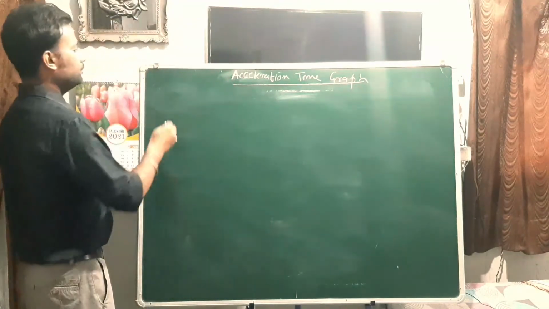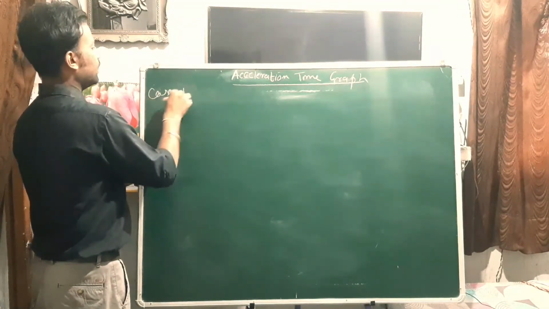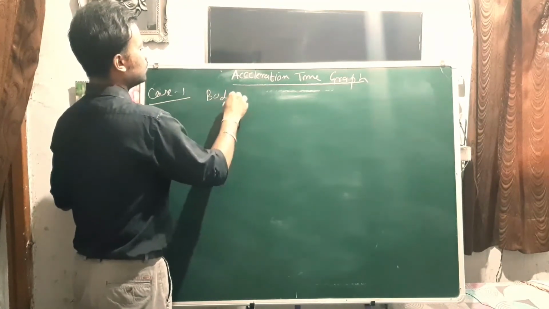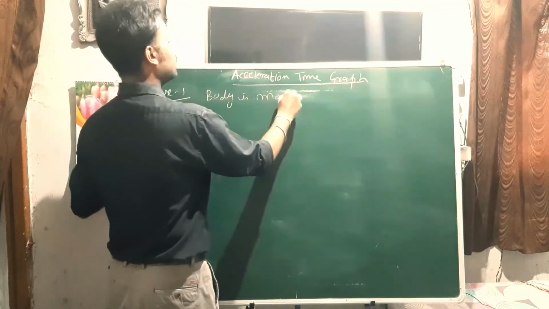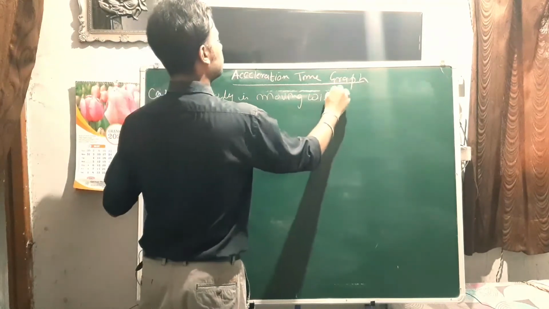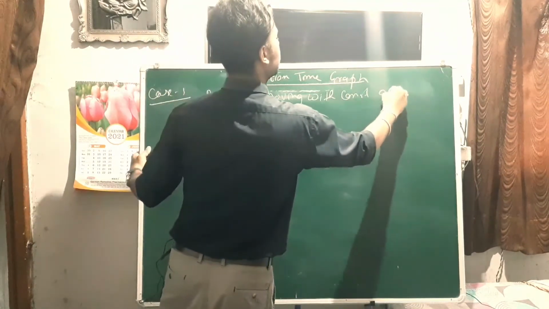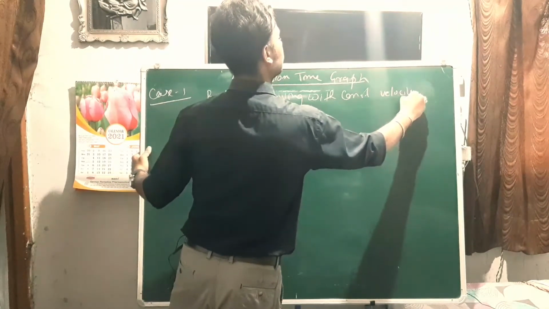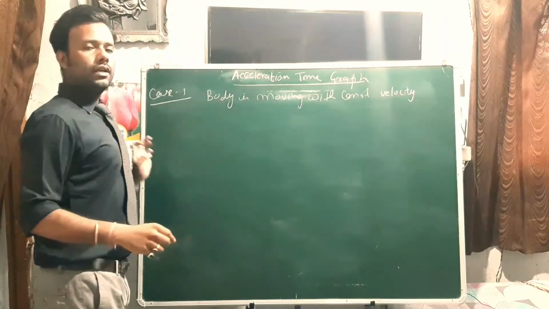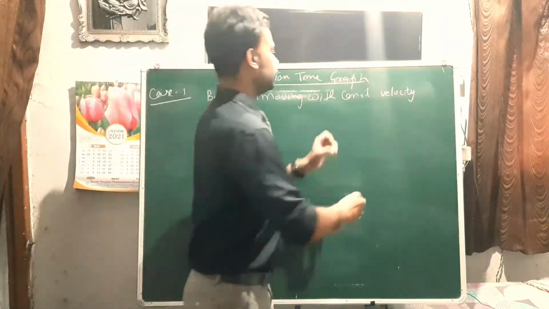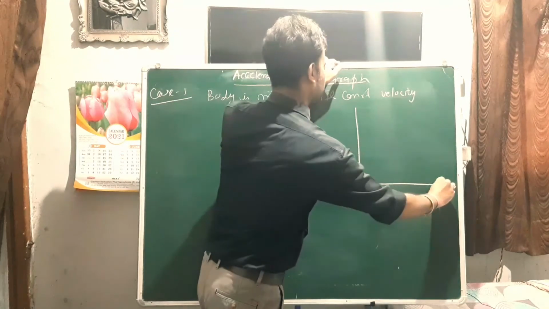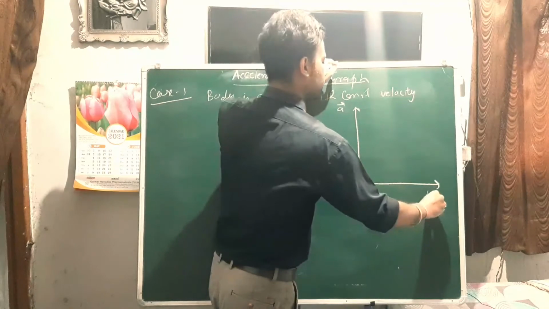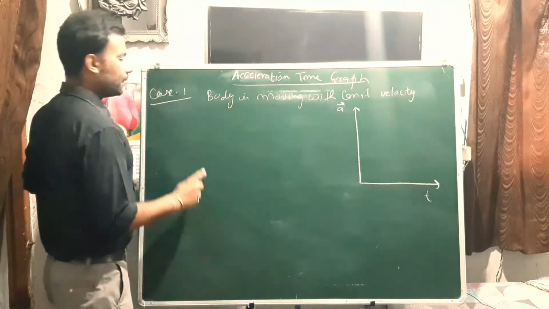Okay, so first case, case 1, when the body is moving with constant velocity. This is A and this is T. Okay, now velocity is constant.